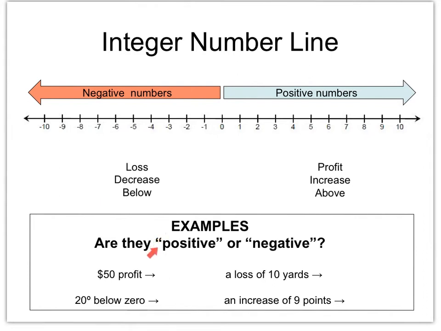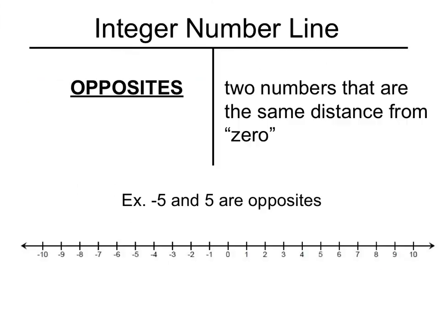Here are some examples. Are they positive or negative? We're going to stop right now and you're going to practice with these. A $50 profit would be plus 50 or $50 with a dollar sign. 20 degrees below 0 would be -20 degrees. A loss of 10 yards would be minus 10 yards. And an increase of 9 points would be plus 9.